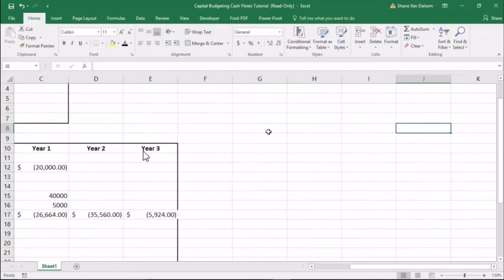Our rate of inflation is 2.5%, so I'm going to make a cell up here. It says inflation rate, and I'm going to put 2.5% here. I'll make that into a percentage.